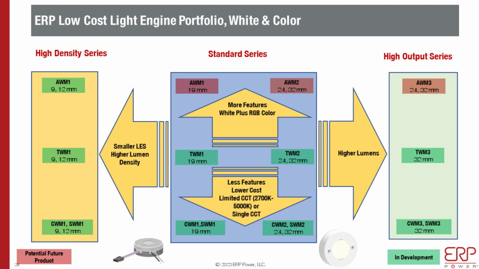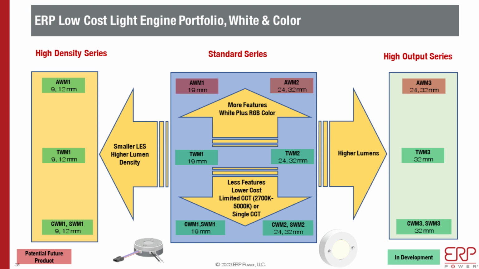And so this diagram essentially describes the entire modules that we have today. So TWM1 and TWM2 are the core modules that we came up with and we're in production with. If you go to the left, I call it high density at the top. Essentially, we give you a smaller LES. Notice the center ones, we started with 32 millimeter, and the TWM1 can go, let's say, 19 millimeter LES. But if you go to the left, we give you 9 millimeter and 12.